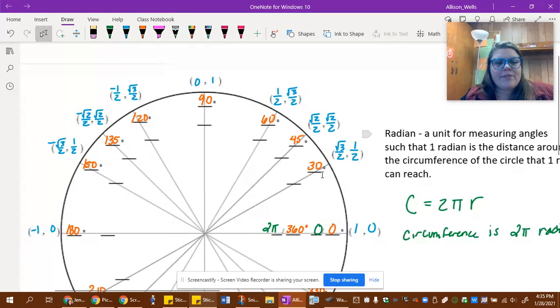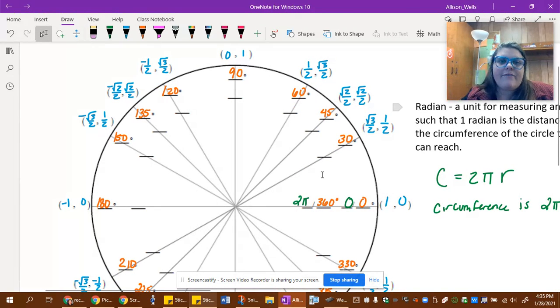Just like we did with the degrees, we're going to use fractions and cut things in half and write our radians that way. So if 1 full circle is 2 pi, half of a circle would be 1 pi, because half of 2 is 1. So half the circle is 1 pi radians. Cut that in half. Halfway between 0 and pi would be half of pi. Cut that in half again, and halfway between 0 and pi over 2 would be pi over 4, because half of a half is a fourth.